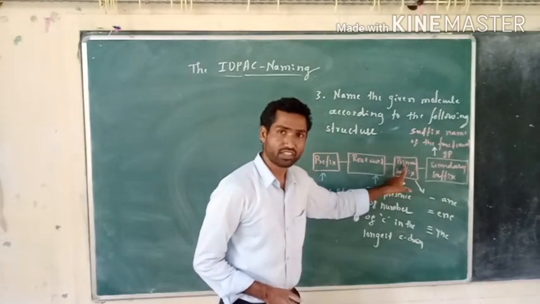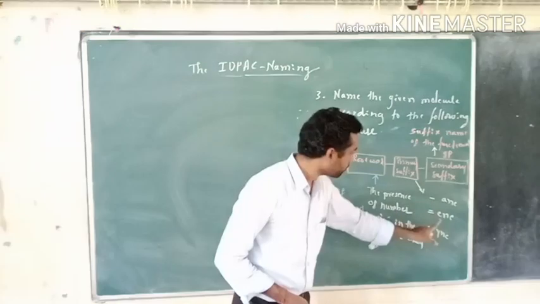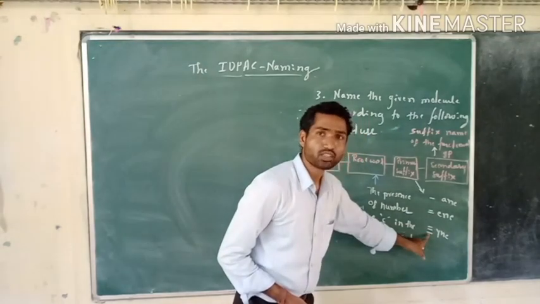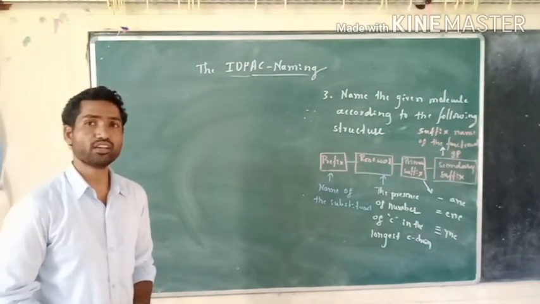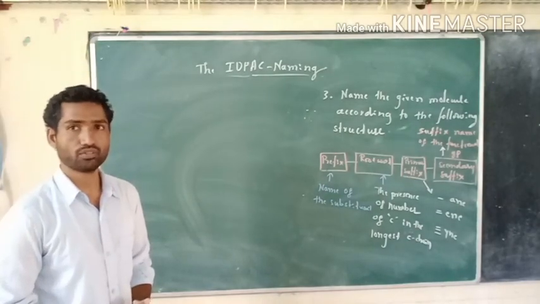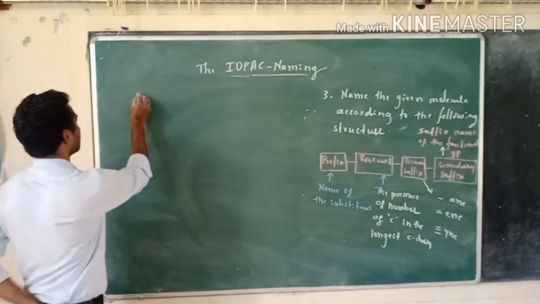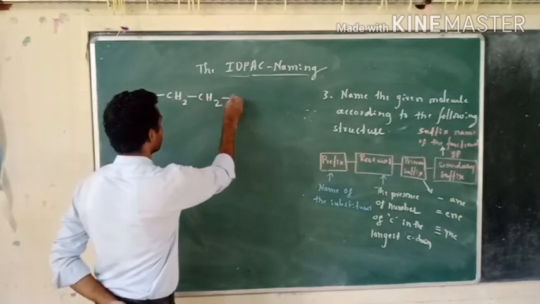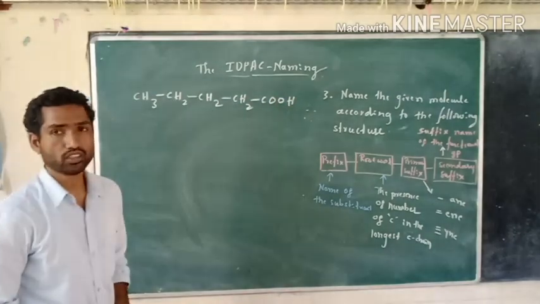So now, primary suffix. We know if there is only a single bond in the molecule, then we have to use ane. If there are double bonds, then we have to use ene. If there are triple bonds, then we have to use yne as a primary suffix. Now, if the molecule has a functional group, then we have to write the secondary suffix. So for example, let us take this example: CH3, CH2, CH2, CH2, COOH.